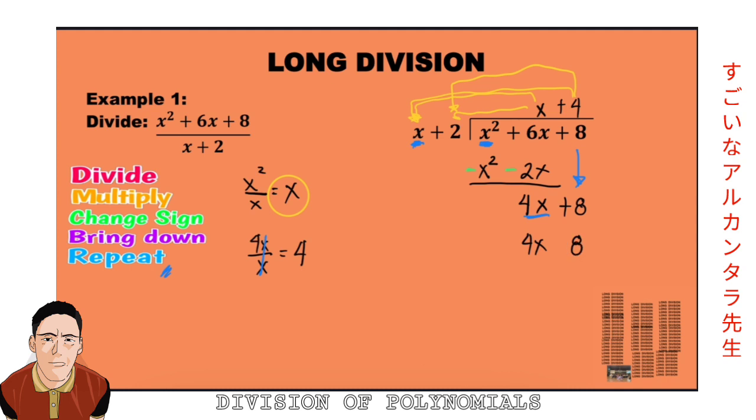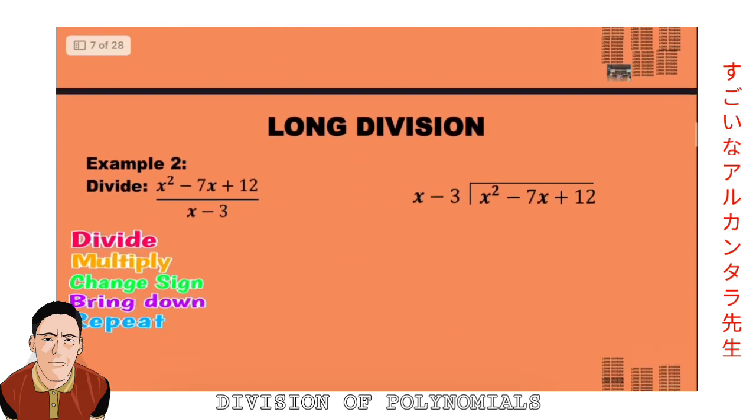Now again, we change their signs. They will both be negative. And this one will be equal to 0. 4x minus 4x, 0. 8 minus 8, 0. So the final answer for this question is simply x plus 4. There is no remainder. Okay, so I'll try to give a better explanation on the next one since I made a mistake on this one. Do not forget to bring down like I did, okay? Let's go to the next one.